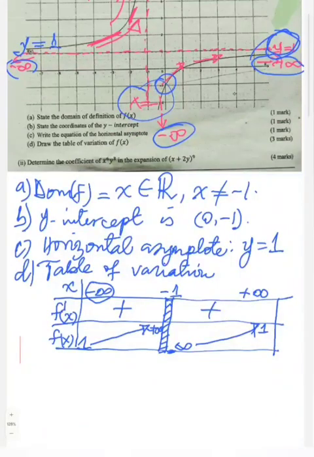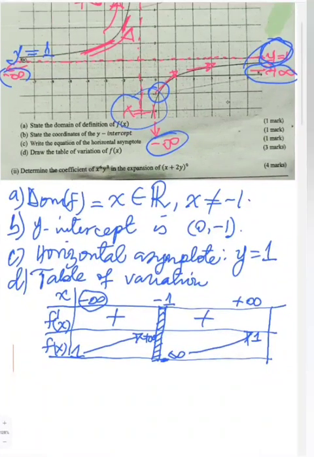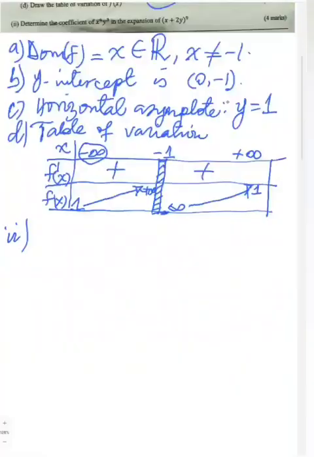In Roman 2, we are asked to determine the coefficient of x to the 6th y cubed in the expansion of x plus 2y to the power 9 for 4 marks. So Roman 2, we have the expansion x plus 2y to the power 9, and we are looking for the coefficient of x to the 6th y cubed.